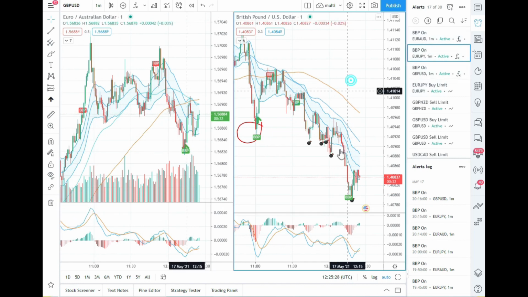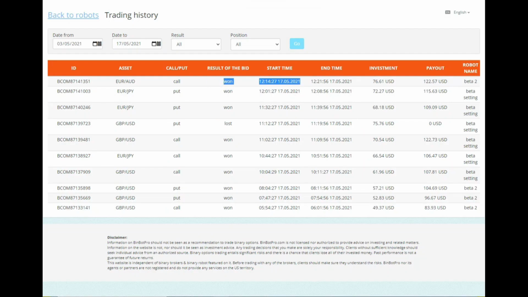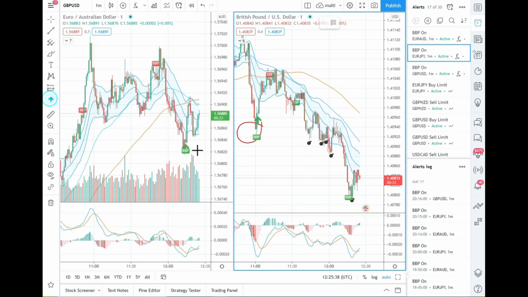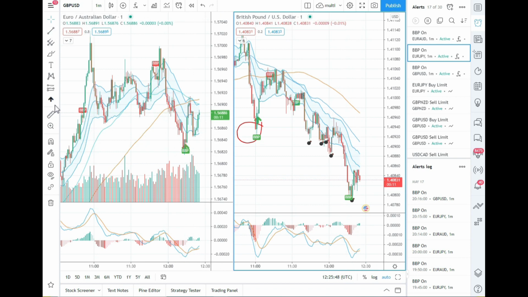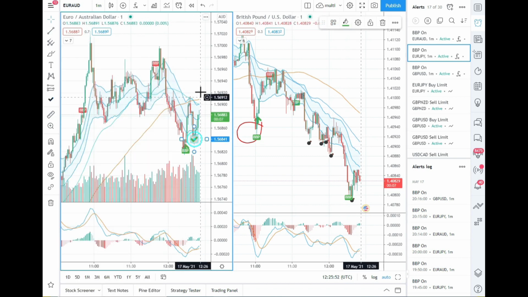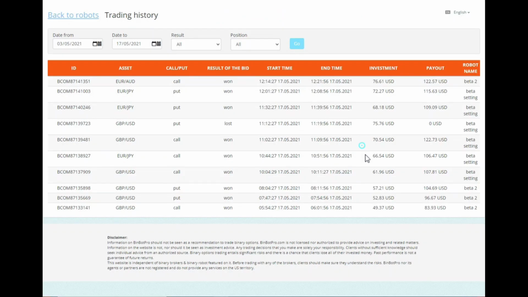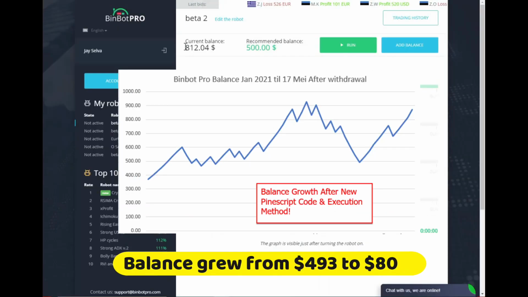The last trade that I took was actually the Euro AUD. It's a call trade at 12:14, so it's about here, the next candle right next to the BBP symbol right here. It expired 7 minutes later, at about 12:21, which is over here. I'm very happy that my balance grew from about $490 and right now it stands at about $812. So the growth is really good.